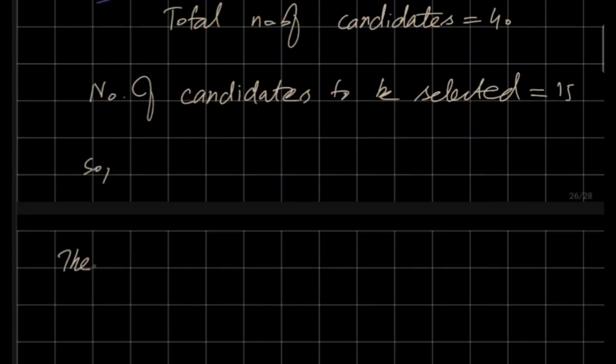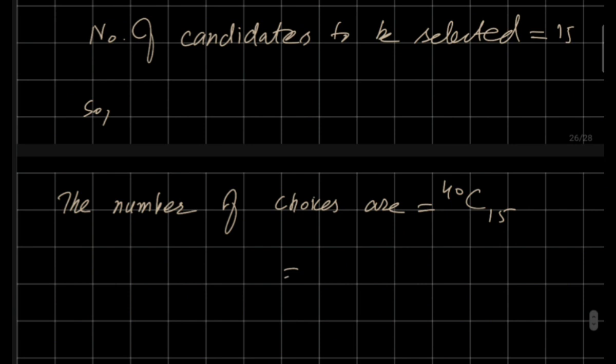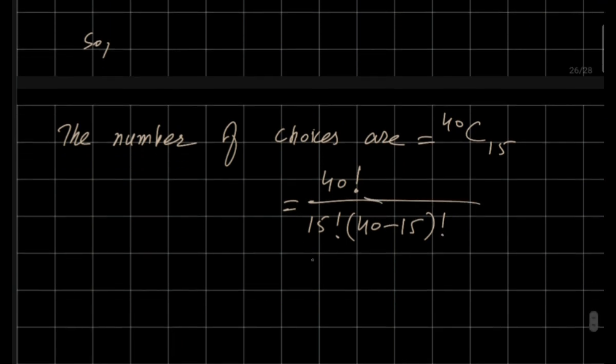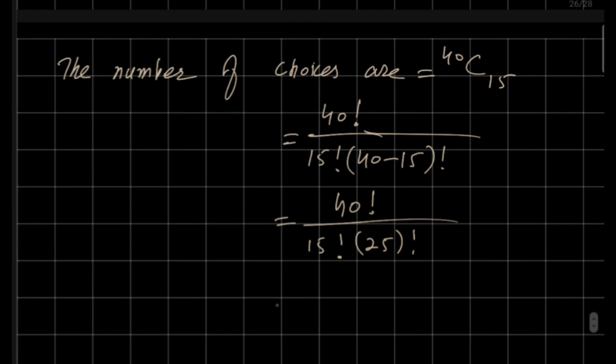So the number of choices is 40C15. This is 40 factorial over 15 factorial times 40 minus 15 factorial. We will solve it. 40 factorial over 15 factorial times 25 factorial. After calculation, you will get its final answer.